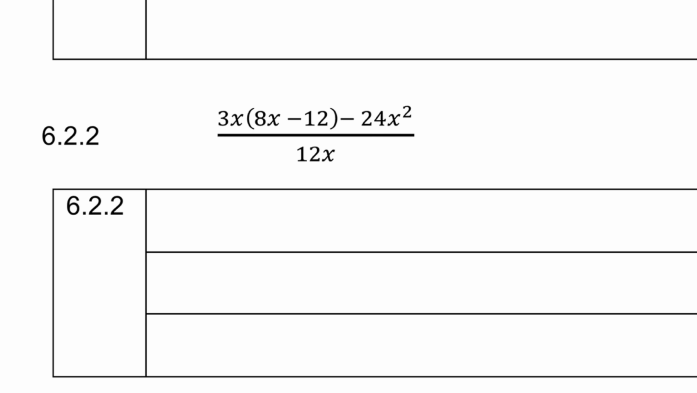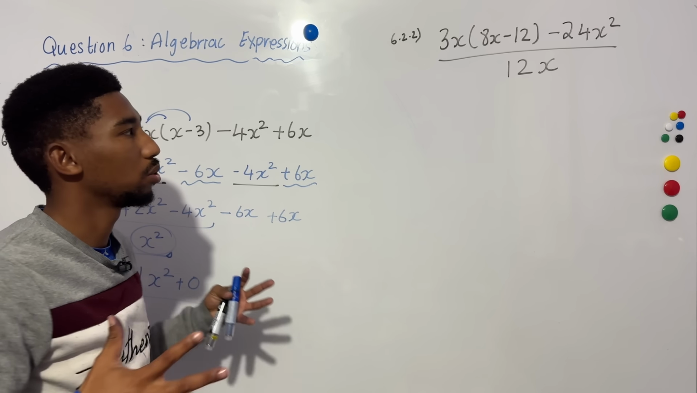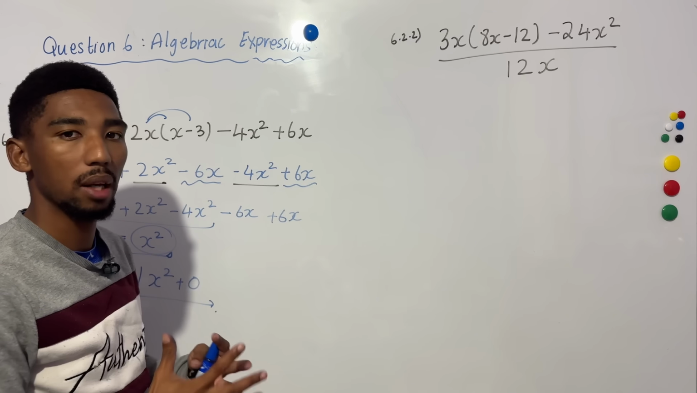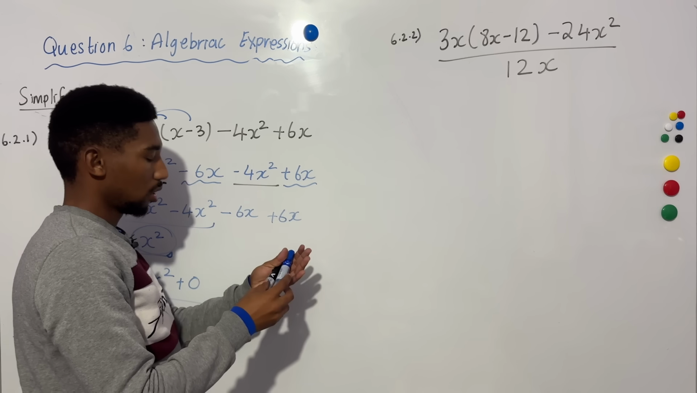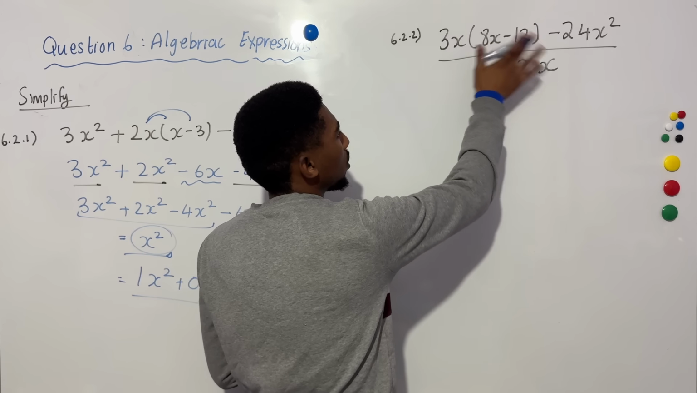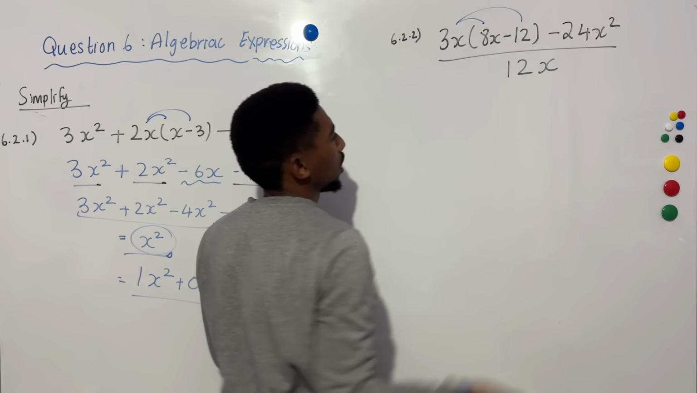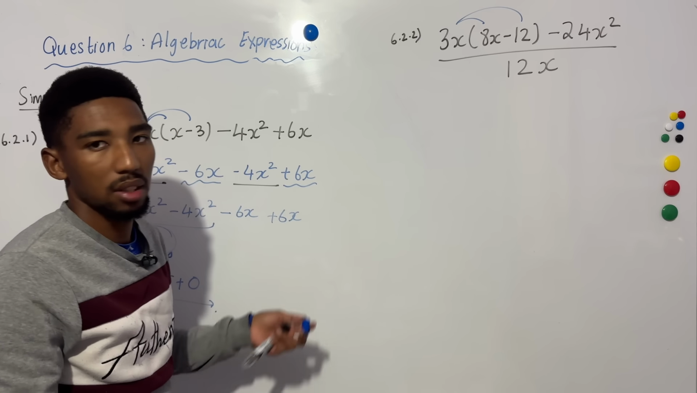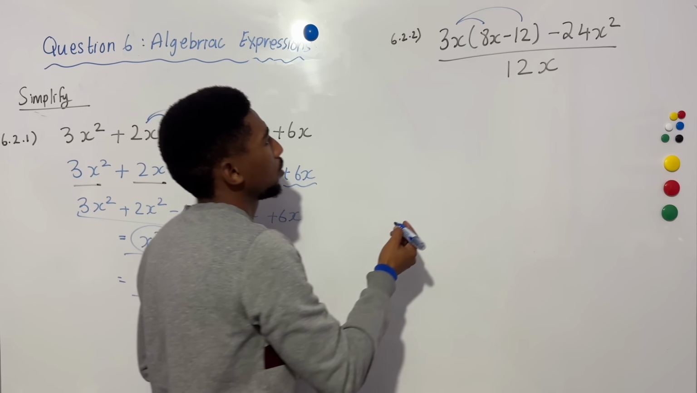We have a fraction, but when you have a fraction, you start at the numerator. You don't have to do everything at the same time or be overwhelmed by the question. Okay, so we start at the top. We can see there's a term outside of a bracket. Let's multiply. You know that. So let's do that first.